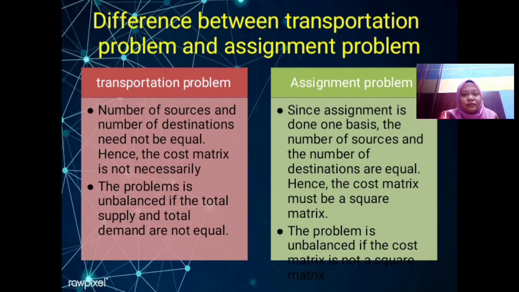Number 2, in the transportation problem, the problem is unbalanced if the total supply and total demand are not equal. But in the assignment problem, the problem is unbalanced if the cost matrix is not a square matrix.